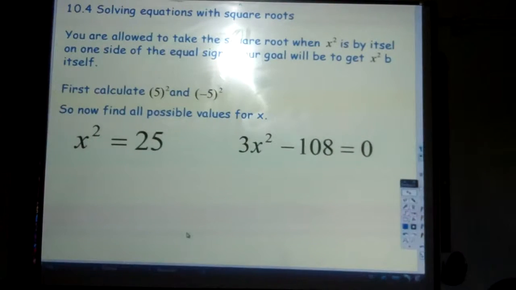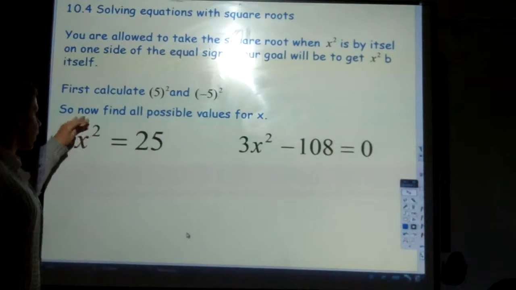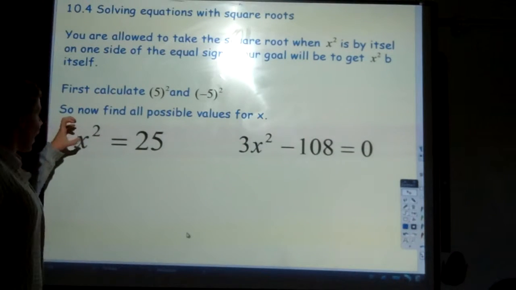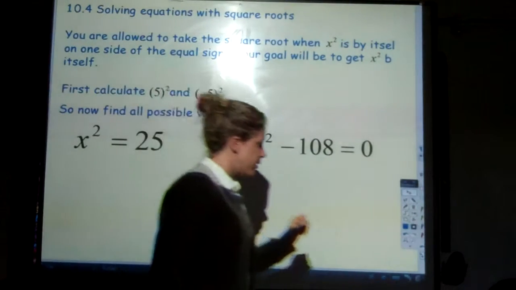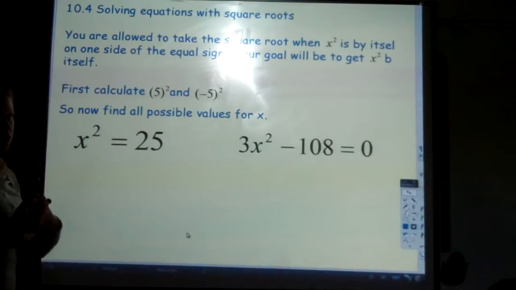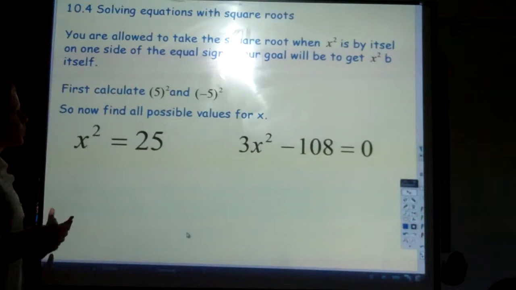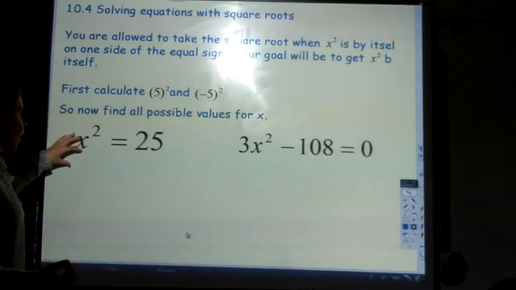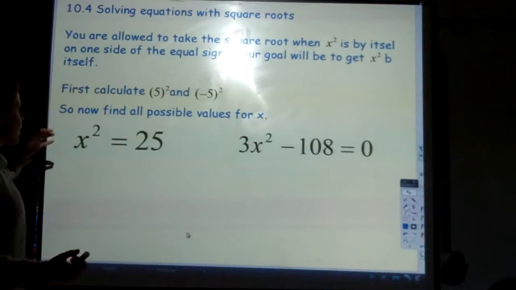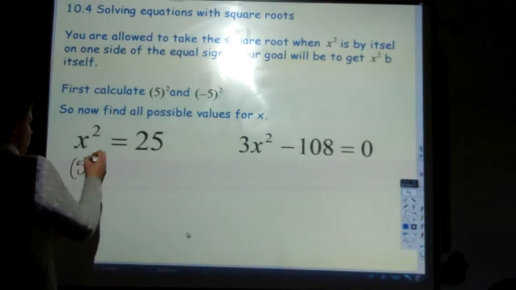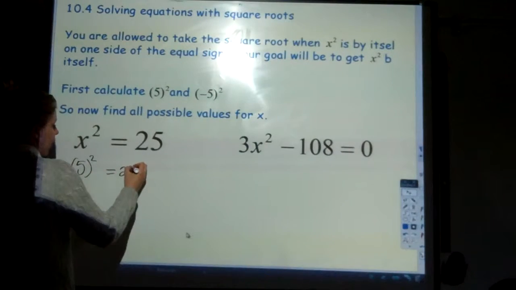So today we're going to be talking about solving an equation like this example right here where it says x squared equals 25. So the logical thing to do when you have an x squared to get just x by itself is to take the square root, because that undoes the squared. What I would like to encourage you to do first is think about what numbers are possible for x in this equation. And the possible values of x are obviously 5, because 5 squared is equal to 25.